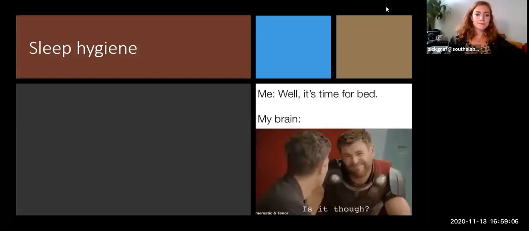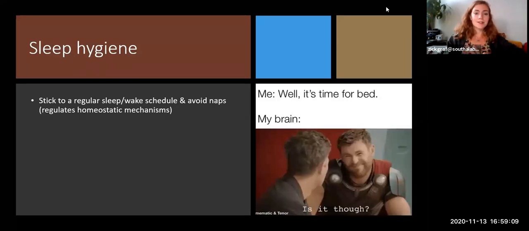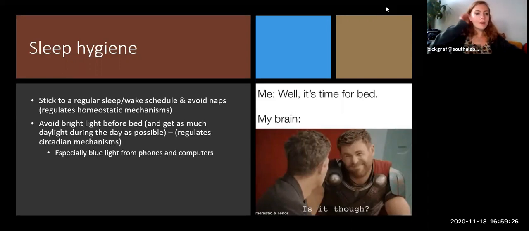So sleep hygiene, again, these are just things that really everyone can do to make sure that their sleep is healthy and well regulated. It's important to stick to a regular sleep and wake schedule and to avoid naps so that your homeostatic mechanisms are well regulated and that you have the right amount of sleep pressure and sleep debt to help you go to sleep at night. It's important to avoid light before bed and also to get daylight exposure, sun exposure during the day. This helps to regulate your circadian rhythm, so it helps your body to produce melatonin at the right time. Bright light, especially blue light from phones and computers, can suppress melatonin production because it's the same wavelength of light that is present in early morning sunlight.